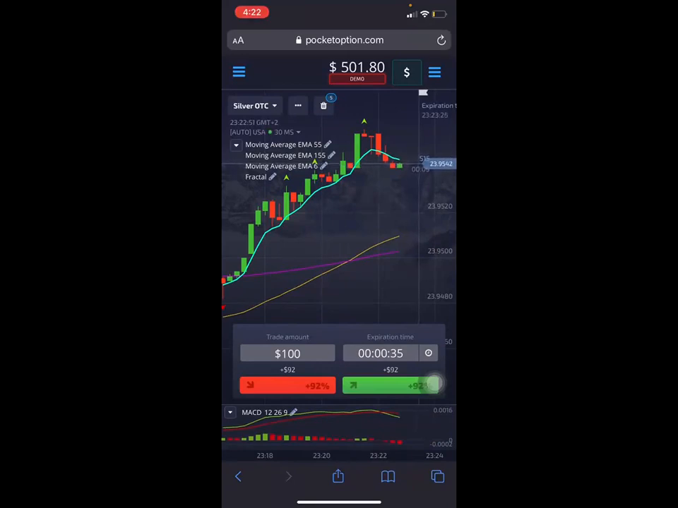So I got a question. You said the 55 is for support and resistance, right? No. All of your moving averages are for support and resistance in the market. Remember, they show you pullback zones. They show you where price is going to pull back to.